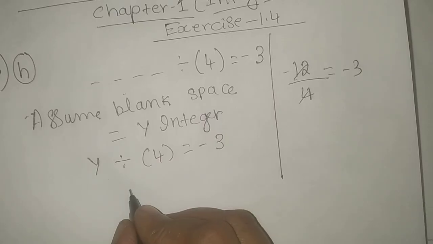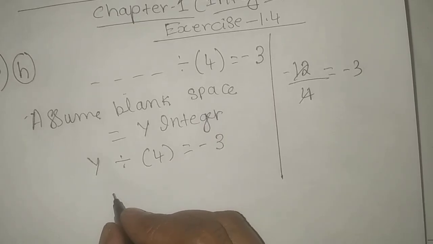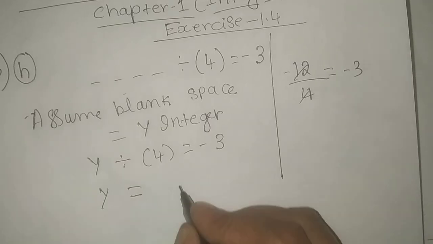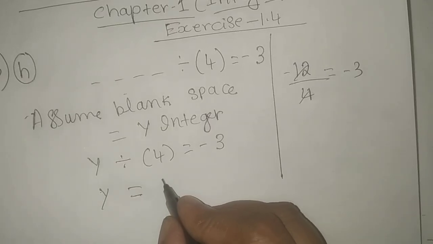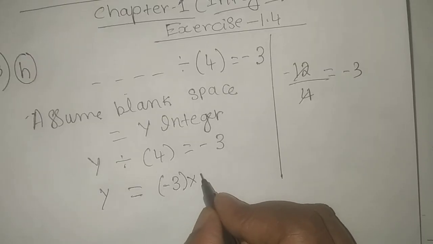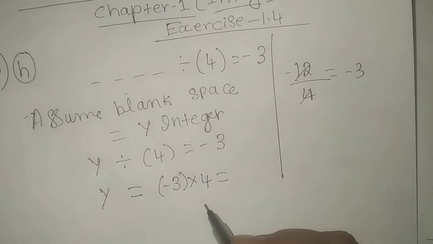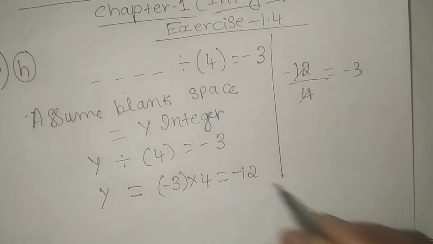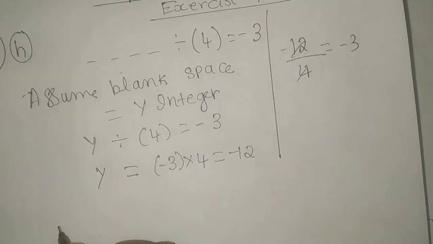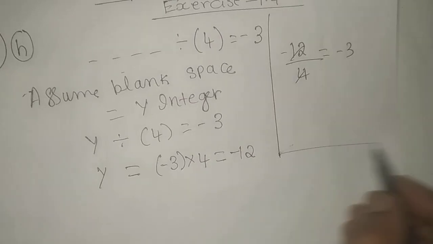Therefore, how will we get it? y is equal to, you can write like this: minus 3 into 4 is equal to minus 12. So we are just interchanging like this, that's all.